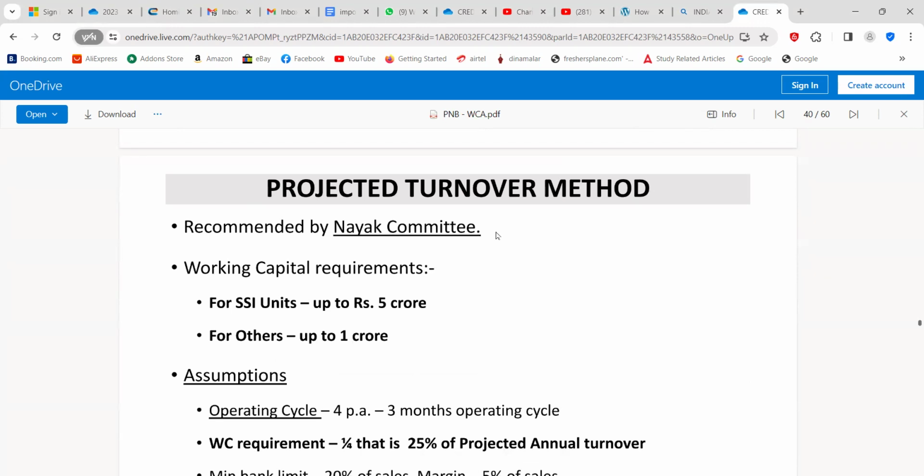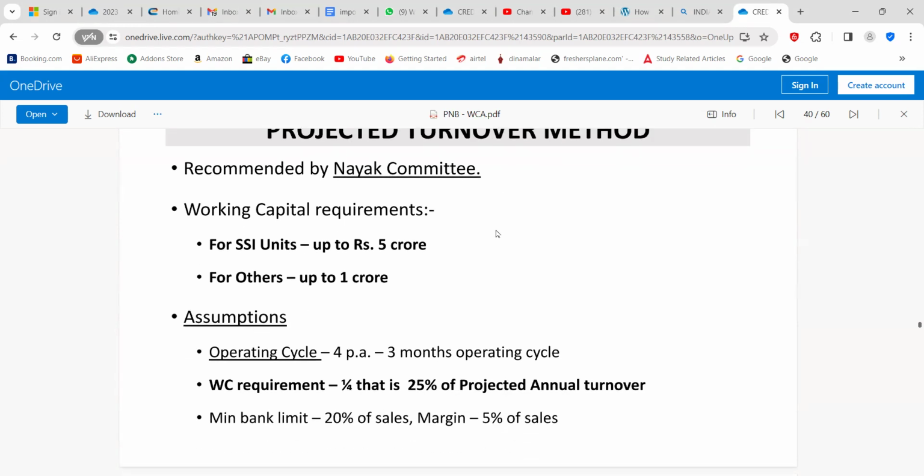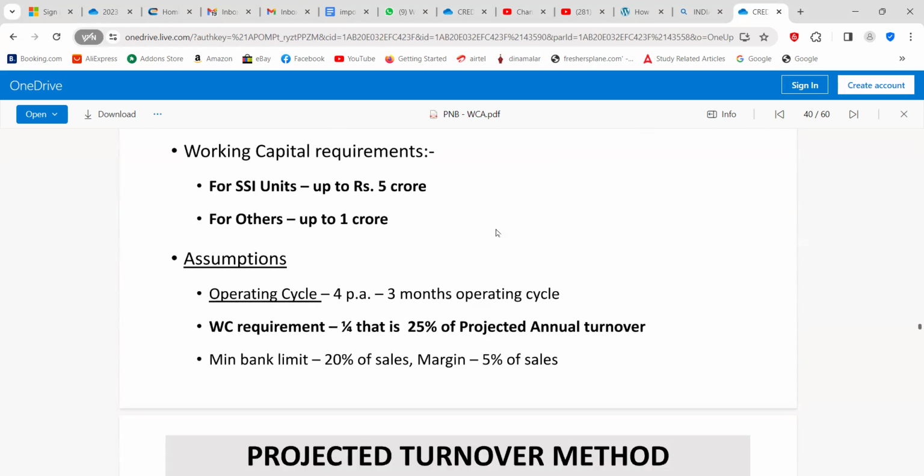Working capital requirement for SSI units up to rupees 5 crore and for others up to rupees 1 crore. The assumption is an operating cycle of 4 per annum, or a 3-month operating cycle. I took it as 2 months, but 2 months will not work, which is why they have made it 3 months as the operating cycle. That is, 4 operating cycles will be there. Very good.